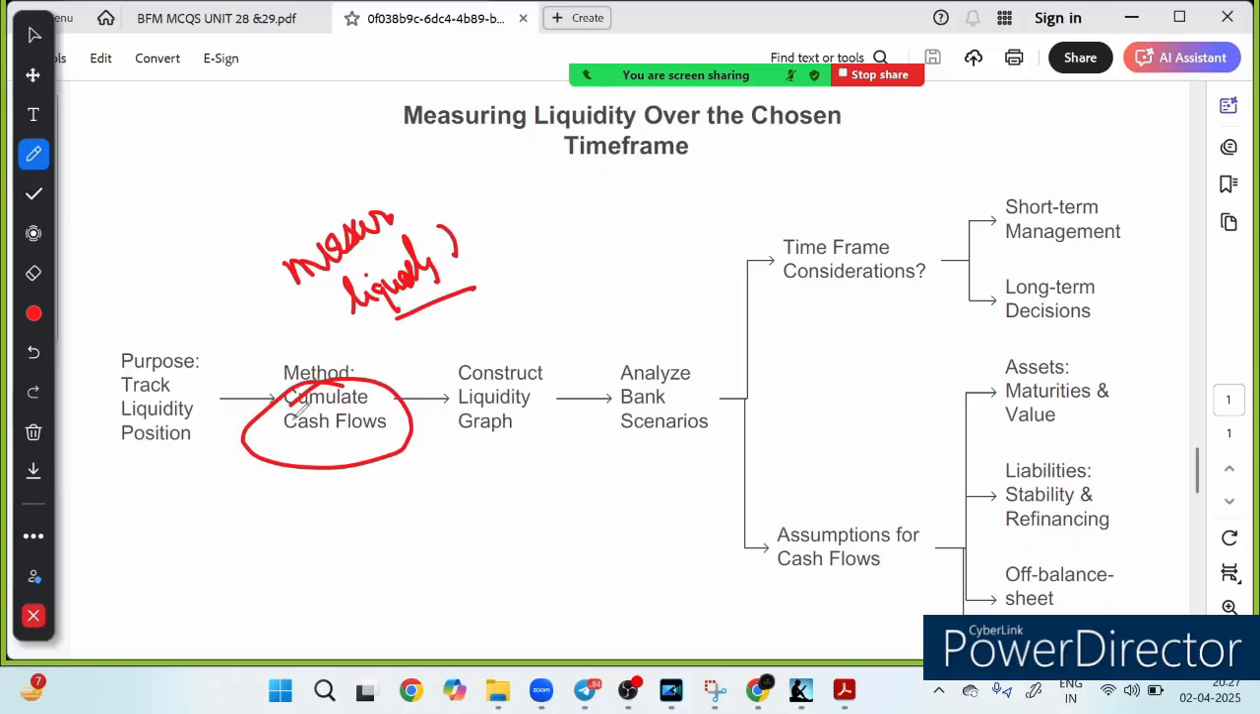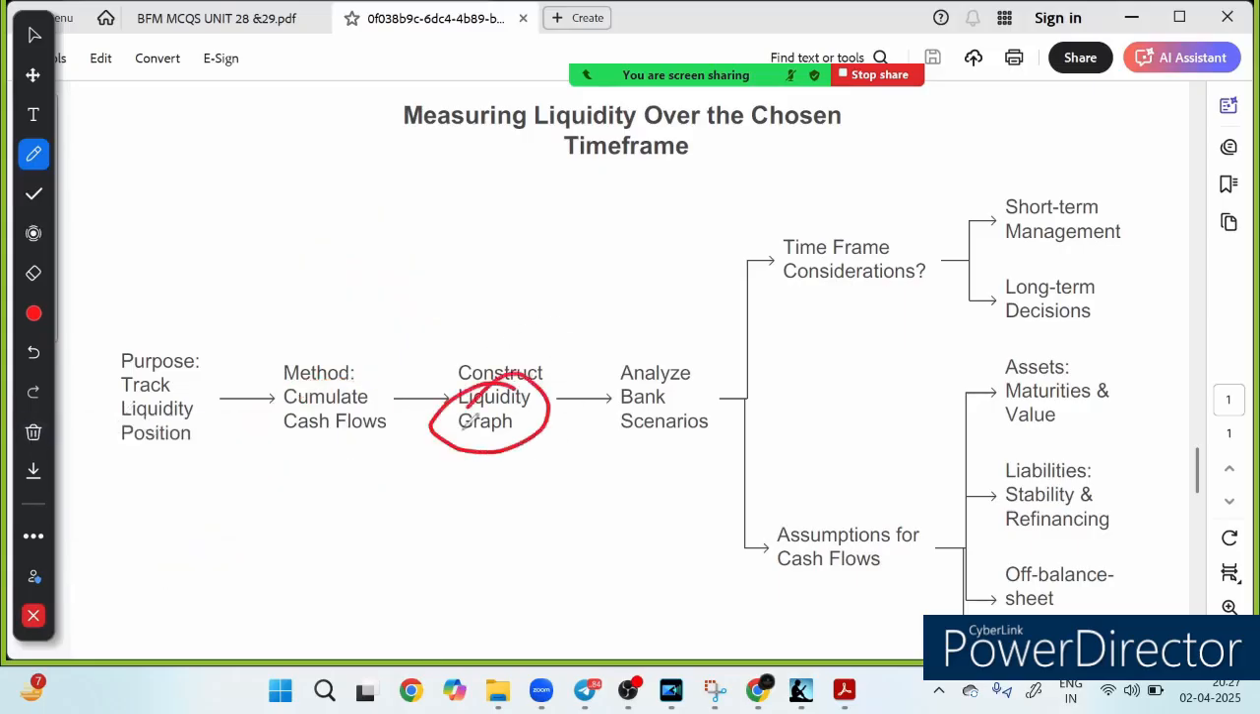Cumulating just means summing up the cash flow. These cash flows could be from various sources, including deposits, loans, interest payments, and so on. Then the second step is, when the cash flows are cumulated, a liquidity graph is prepared. This graph shows how much inflow and how much outflow of funds there is. This is called a liquidity graph, helping visualize the liquidity position over time.